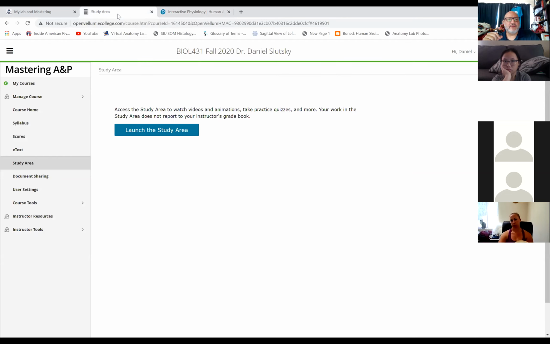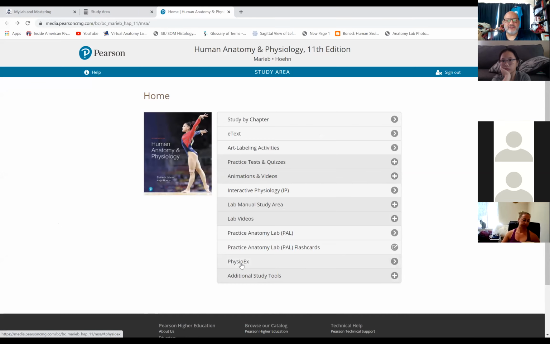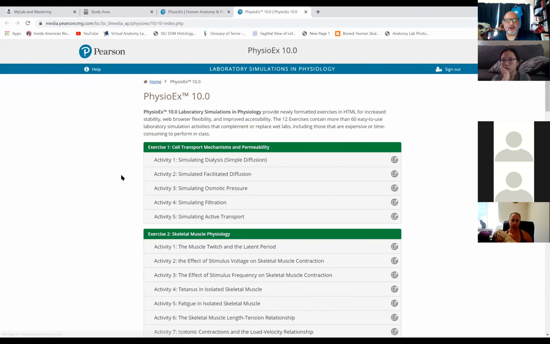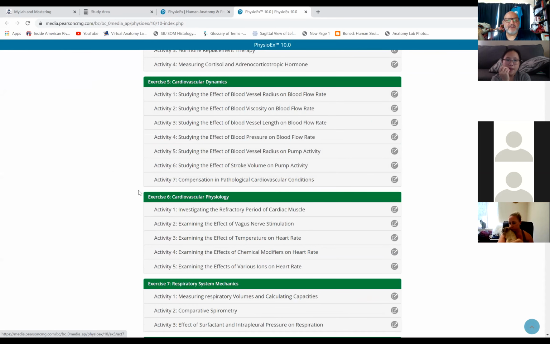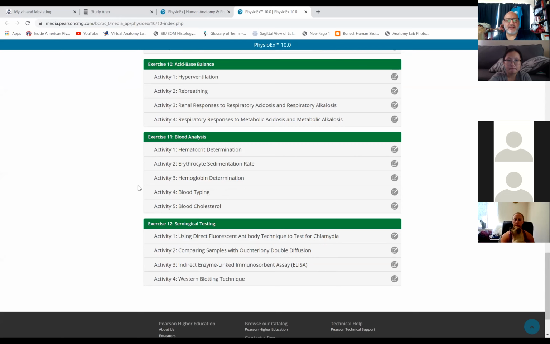The other thing, if we go back here, is remember this is also where you will access the PhysioEx. The PhysioEx exercises are located here. So again, both exercises 5 and 6 involve the cardiovascular system, but remember we are doing 6 first with 5 different activities. Then you're doing 5 that has 7 different activities. And at the very end, you're going to come all the way down here to blood analysis and do blood typing. For the last one, you just have to do activity 4.